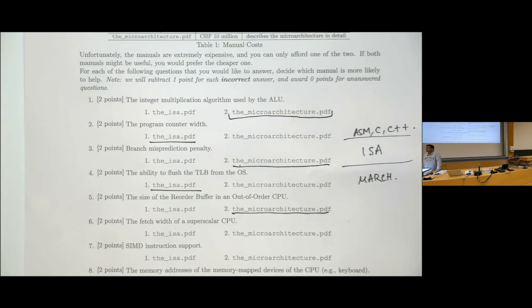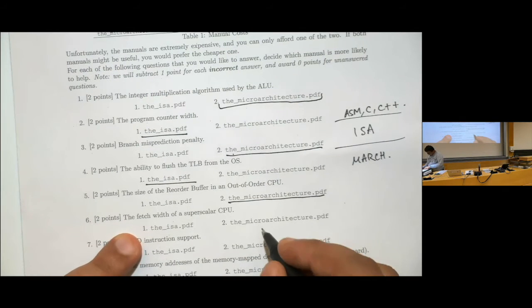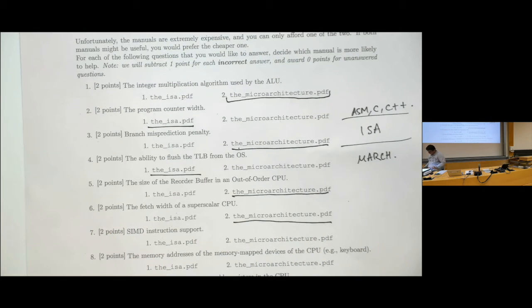Any questions so far? So the fetch width of a superscalar CPU. So in a superscalar CPU, you can handle multiple instructions in a single cycle in the pipeline. So the fetch width is again something which the ISA does not provide because it's not something that the programmer can have any control on. So this is specific to the microarchitecture and it's in that manual.